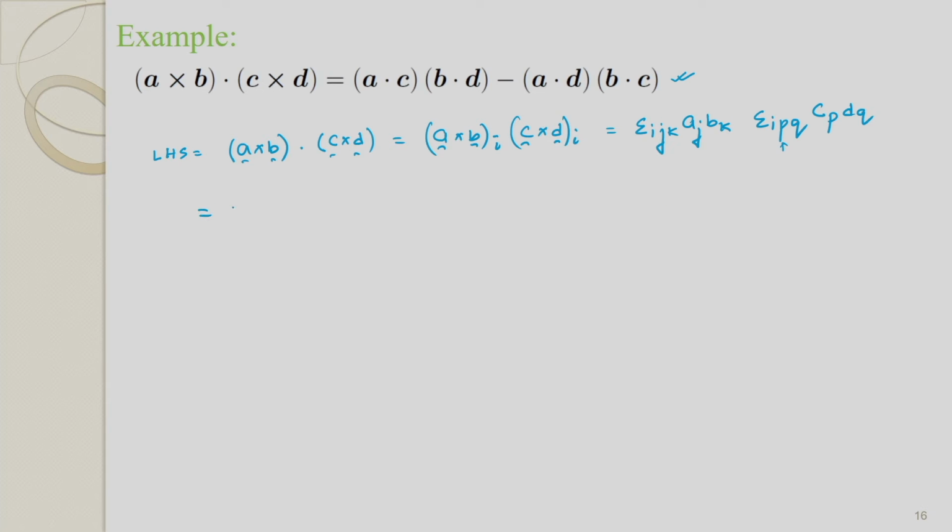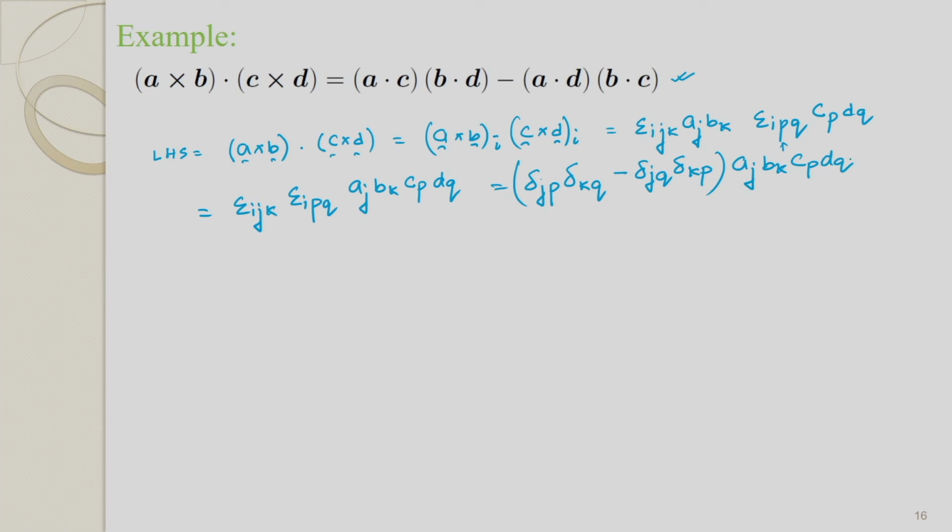So we have epsilon I j k, epsilon I p q, A j B k, C p D q. Now we can use the epsilon delta identity, which gives us delta J p delta K q minus delta J q delta K p operated on A j, B k, C p, D q.